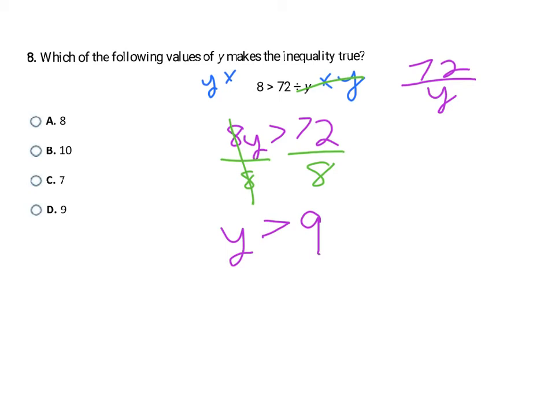And so here it wants to know what value can I put in for y and make it true. So that just means if I put in 8, 10, 7, or 9 for this y here, which one of those numbers is greater than 9? So I need a number greater than 9. So the only choice here that's greater than 9 is 10. So it's going to make B my final answer.